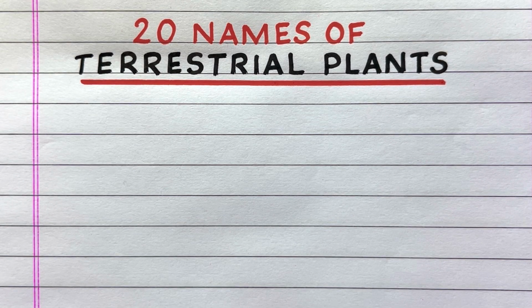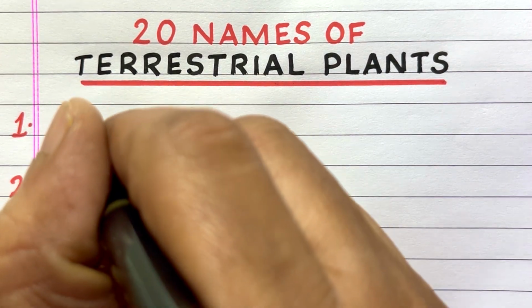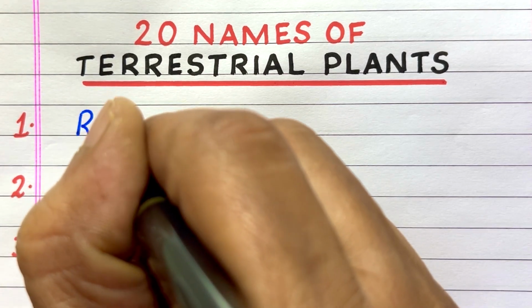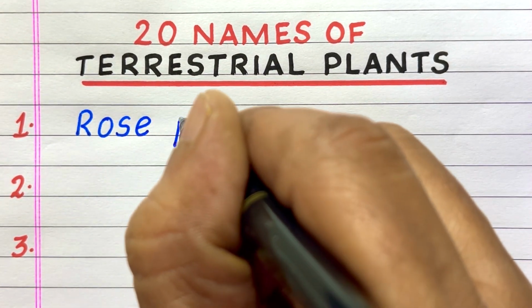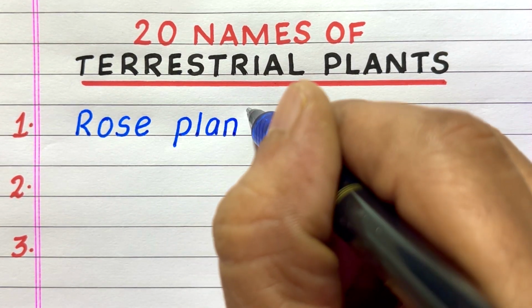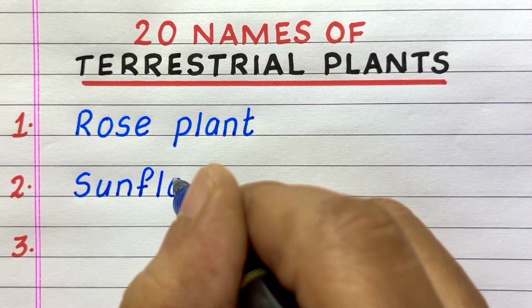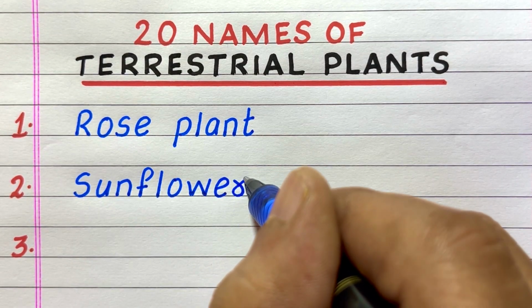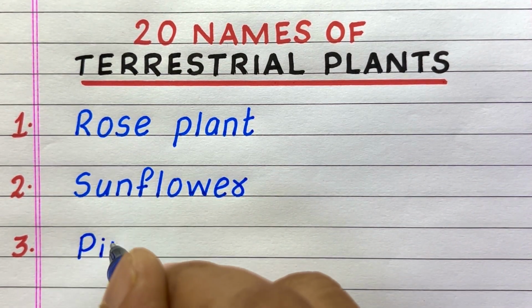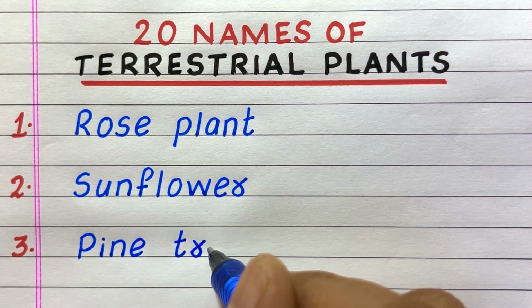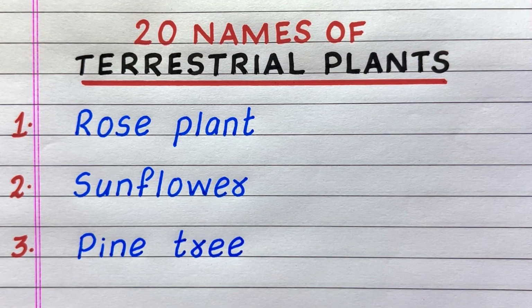Terrestrial plants are the plants that grow on land. In this video, I'll write 20 names of terrestrial plants. Name of the first terrestrial plant is rose plant, second sunflower, third pine tree.